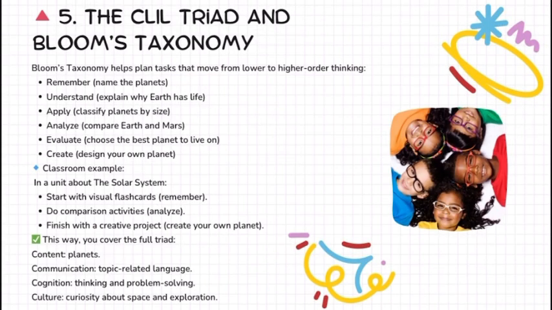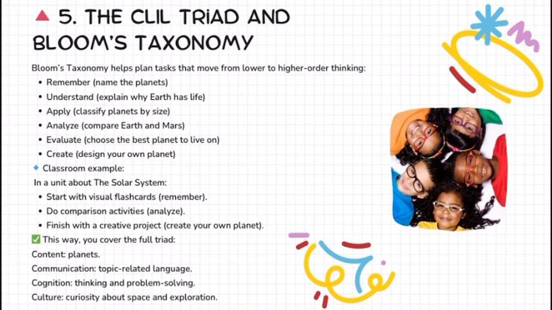Bloom's taxonomy helps plan tasks that move from lower to higher order thinking. Remember: name the planets. Understand: explain why Earth has life. Apply: classify planets by size. Analyze: compare Earth and Mars. Evaluate: choose the best planet to live on. Create: design your own planet.